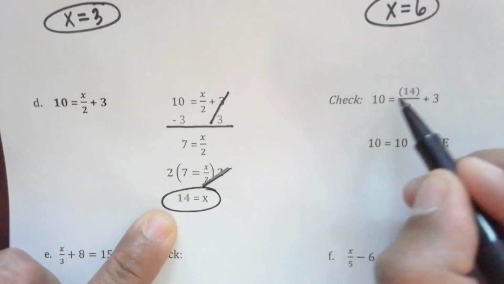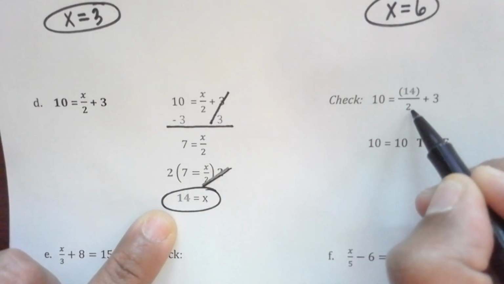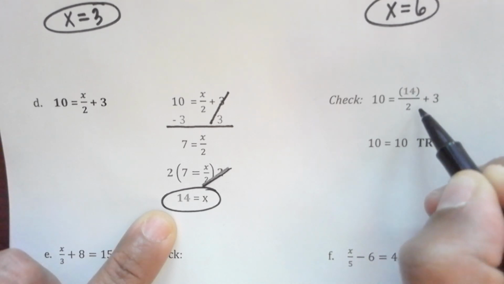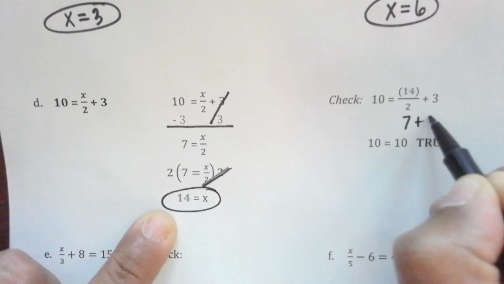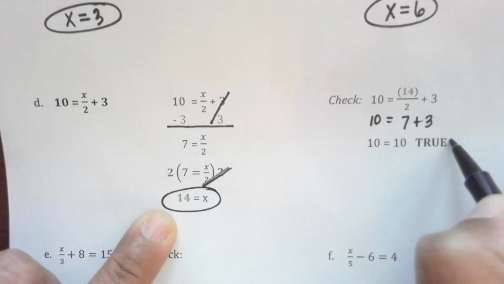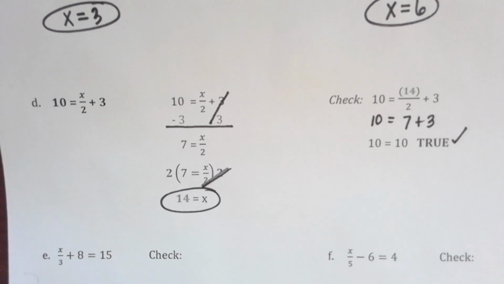To check, what am I plugging in for x? So I would have to do 10 equals 14 divided by 2 plus 3. What's 14 divided by 2? What's 7 plus 3? 10. Does 10 equal 10? That's what makes that a true statement.